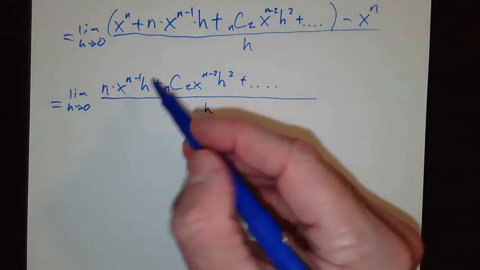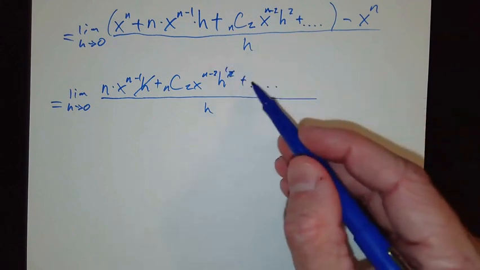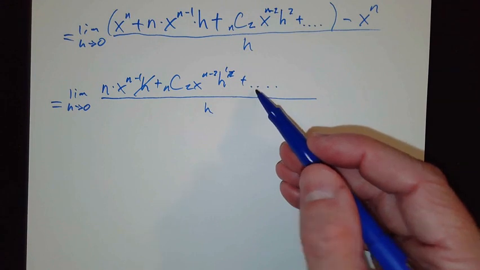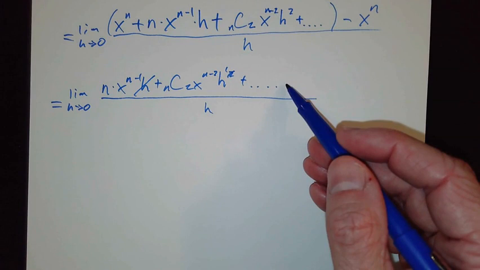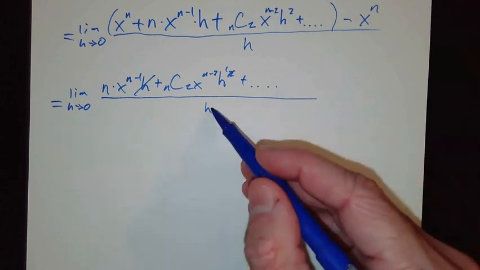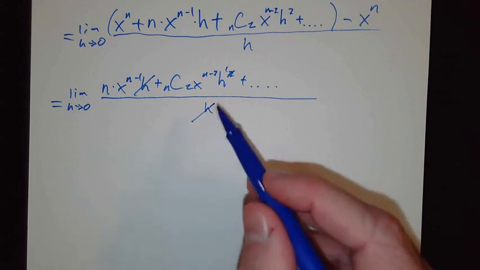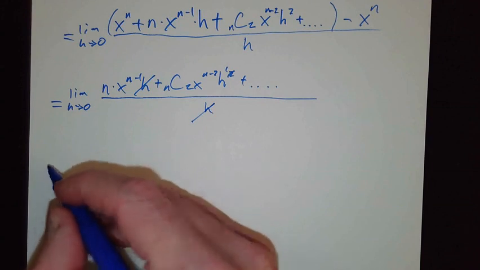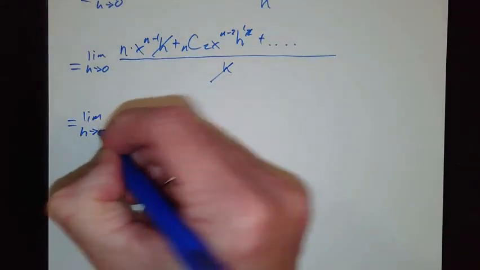So I'm going to cancel one of these h's. I'm going to take away one of those h's. All the rest of these, there's an h to the third term that now becomes h to the second. There's an h to the fourth term that becomes h to the third. Canceling out with the h in the denominator. All of my h's in the denominator have canceled out with one of the h's in each of the terms on the top, which brings me to the limit as h goes to 0.